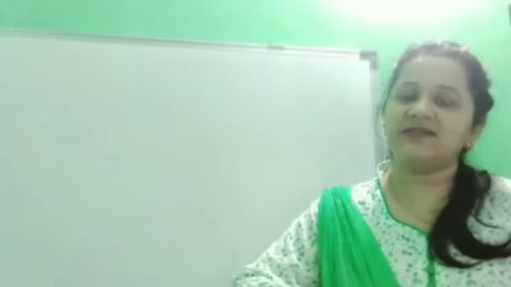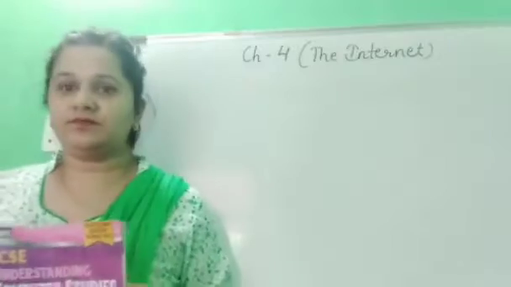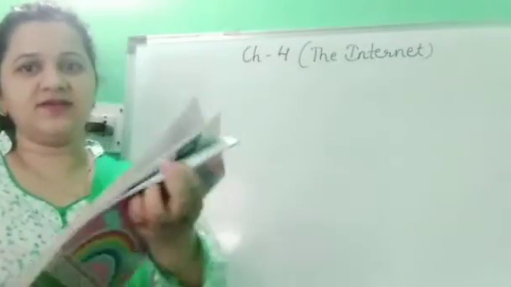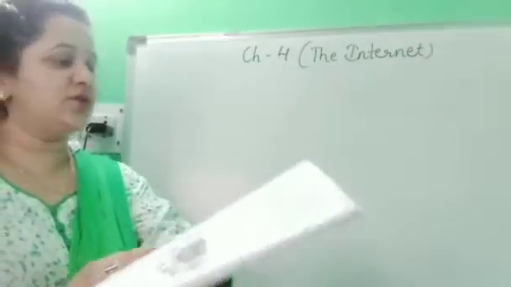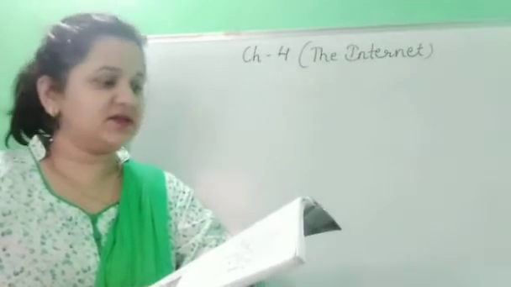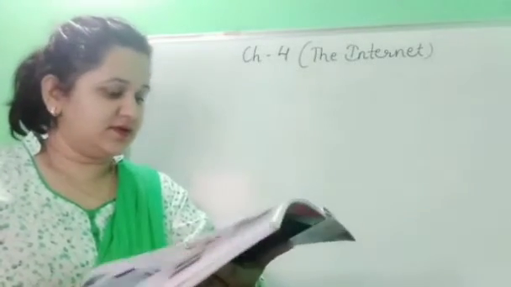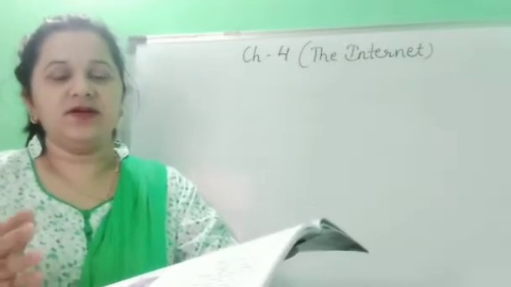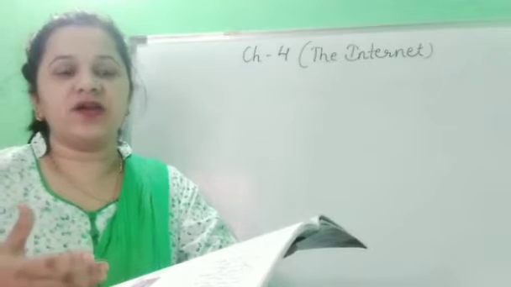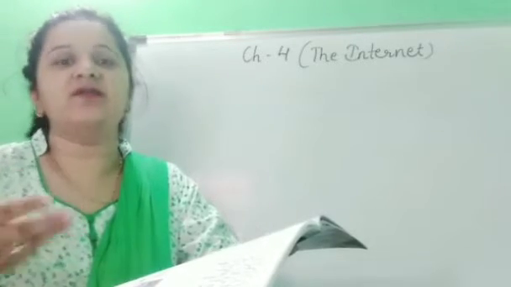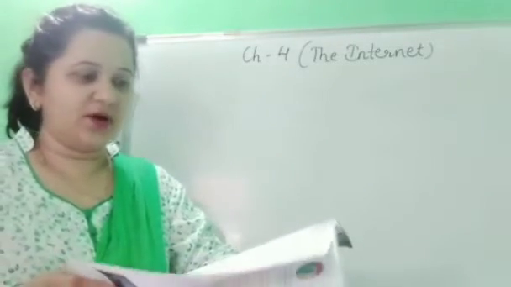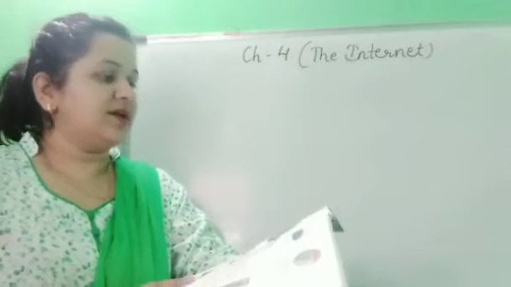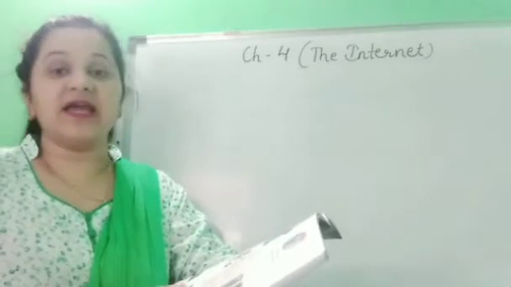So let us get started with our syllabus. Okay children, this is your book, ICSE Understanding Computer Studies. As we have done with chapter number 4, the Internet Web Browser, in this chapter we have discussed the computer network: a collection of various computers which are connected together in order to share information. We have already discussed the advantages of a computer network. Next we have studied the types of network.